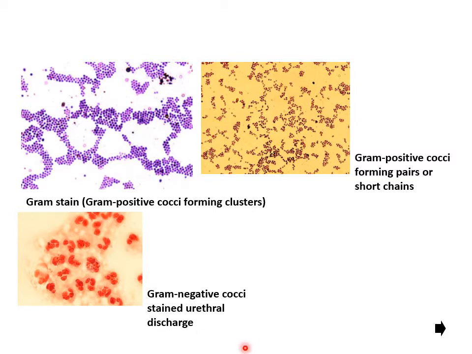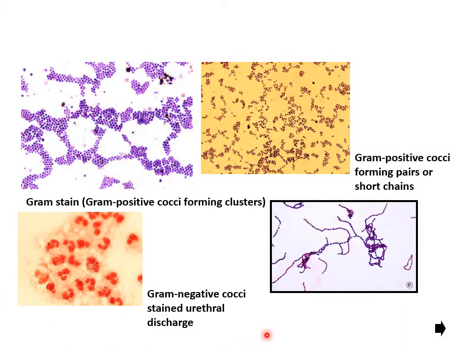not purple. The fourth picture here is gram positive again because it's purple, but it's cocci in chains, not in clusters like the first one, not in chains or pairs like this one. It's actually longer chains. So these are a few examples that you will be able to see in the lab in the next few weeks.